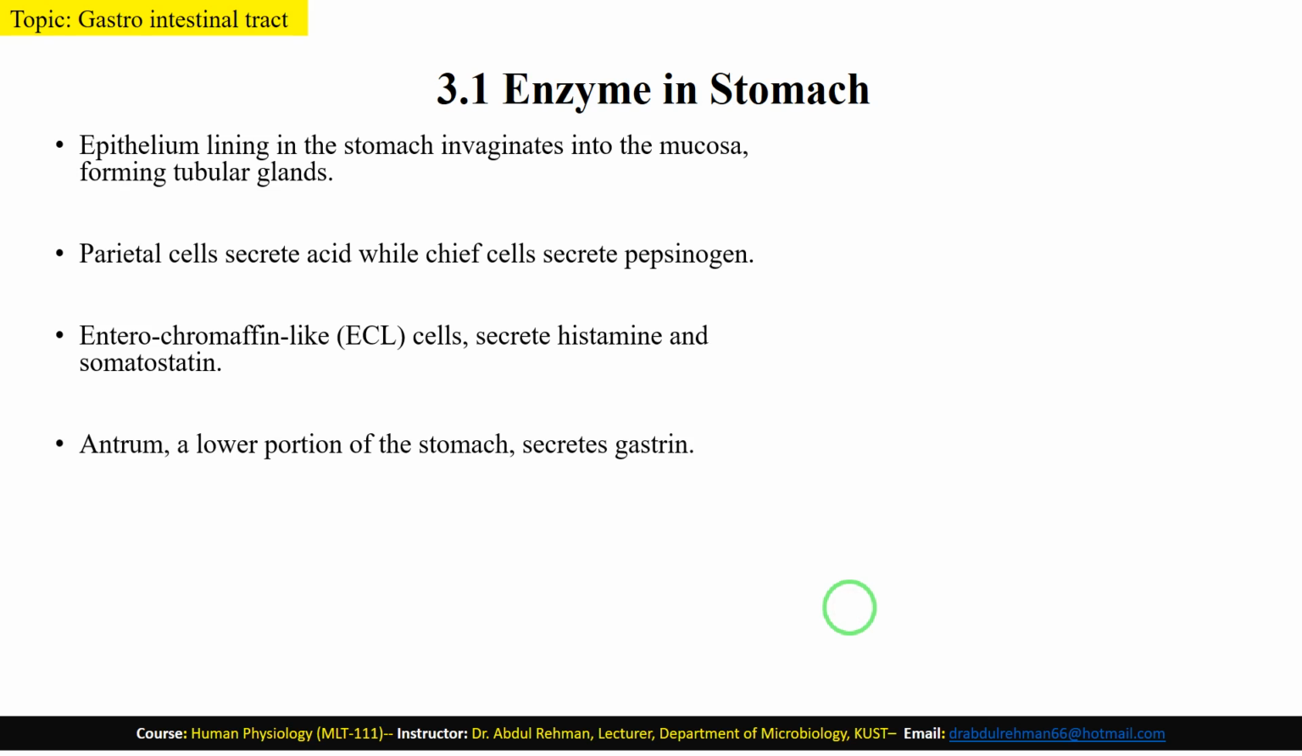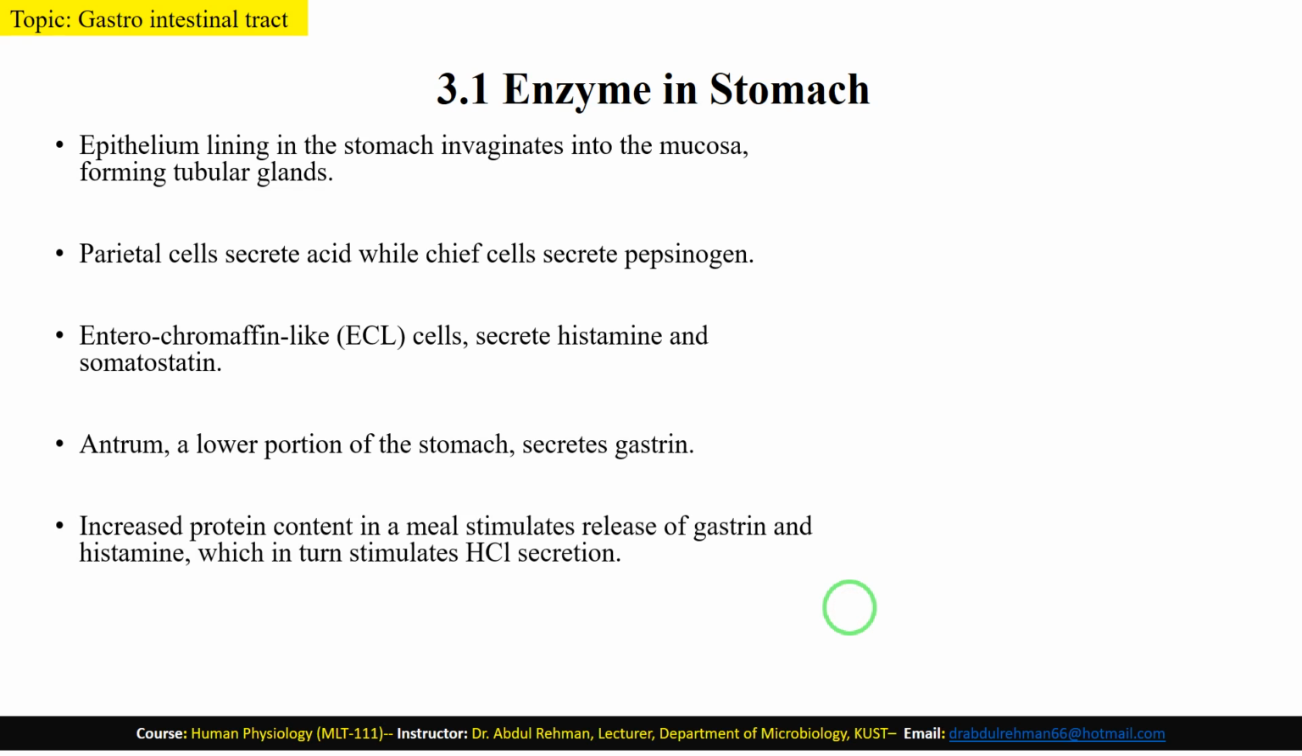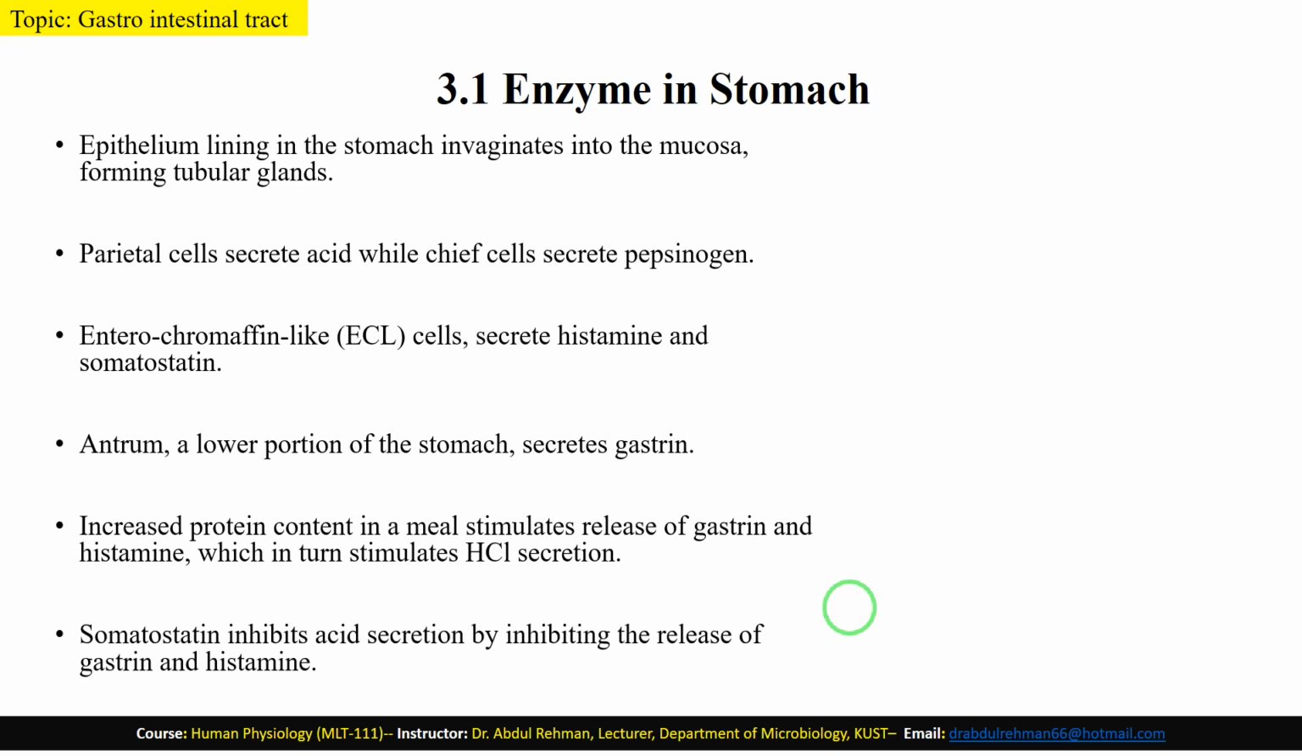The antrum, that is the last part of the stomach, also secretes an enzyme called gastrin. So increased protein content within food stimulates gastrin and histamine, which in turn stimulate hydrochloric acid secretion. But whenever the amount of protein within food decreases, somatostatin inhibits acid secretion by inhibiting the release of gastrin and histamine.